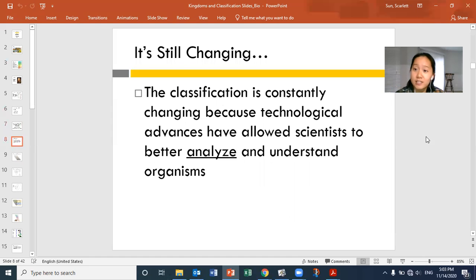The classification system is also constantly changing because technological advances have allowed scientists to better analyze and understand organisms. Just to give an example, right? We all know what CT scans are, especially if you do sports. And if you've ever broken a limb, you know what an X-ray is, right? A couple decades ago, X-rays didn't even exist. You couldn't see what bones looked like.